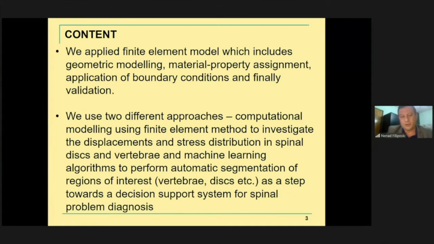So from the technology, we applied a very complex finite element model, which includes geometric modeling, material property assignment, application of boundary conditions, and validation with real clinical application. And we use two different approaches: computational modeling, which is physical-based modeling, continuum-based modeling, and the finite element method. And we investigate displacement and the stress distribution in the spinal disc and the vertebra. And we apply specific machine learning algorithms to perform automatic segmentation of regions of interest, vertebra and discs, and also we make some kind of decision support system for spinal problem diagnosis.